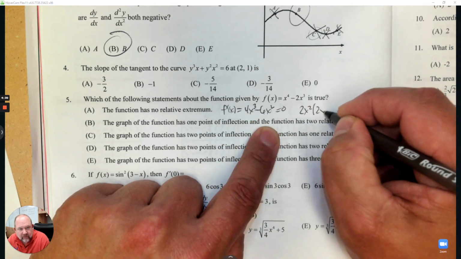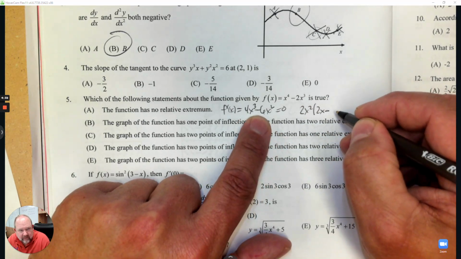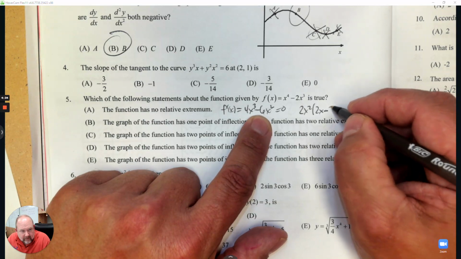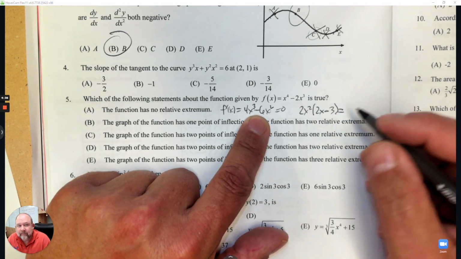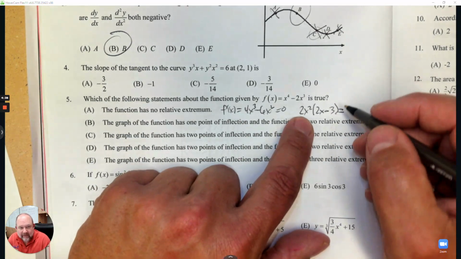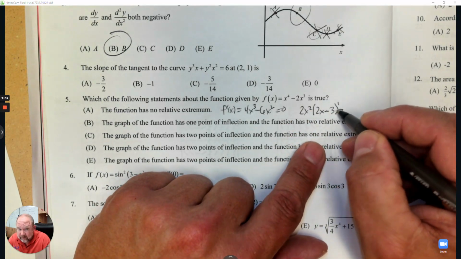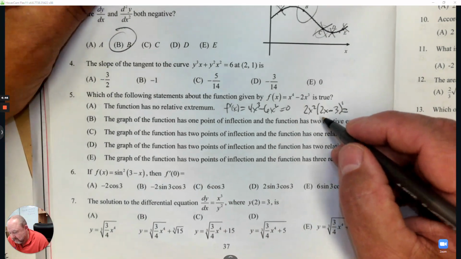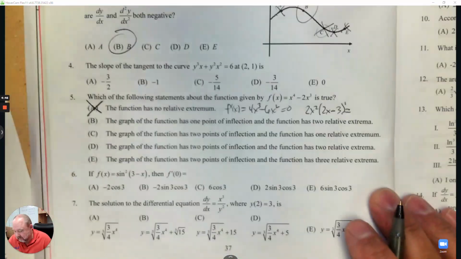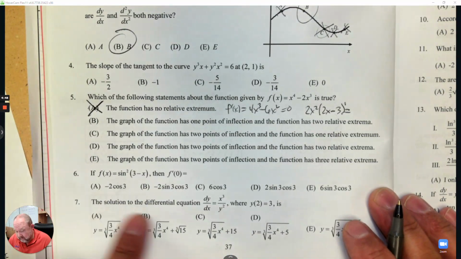That leaves me with 2x minus 3. And so at 0, the signs don't change, but at 3 over 2, because of the odd multiplicity, it's definitely going to have something, either a max or min. We can figure it out if we need to know.